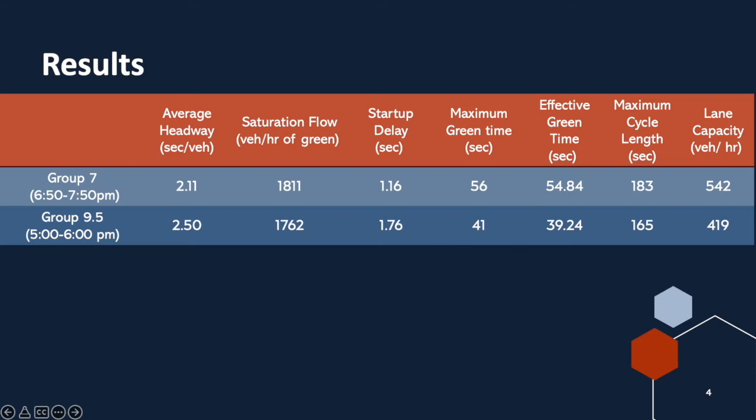This table shows a comparison of Group 7 and Group 9.5 data. As you can see, Group 7 saturation flow rate is 1,811 vehicles per hour of green, while Group 9.5 saturation flow rate is 1,762 vehicles per hour of green. They both fall in the range from 1,700 to 2,000 vehicles per hour of green.